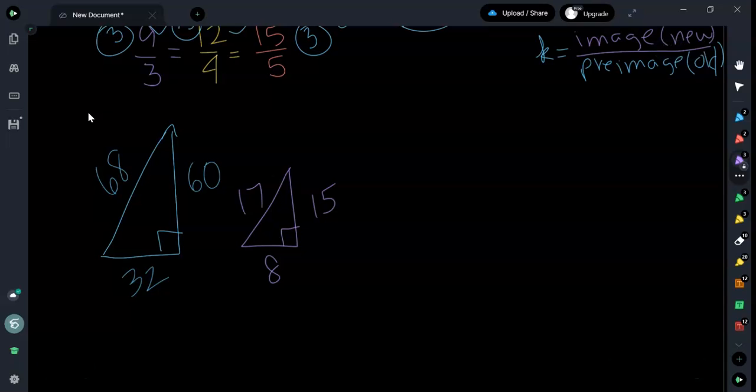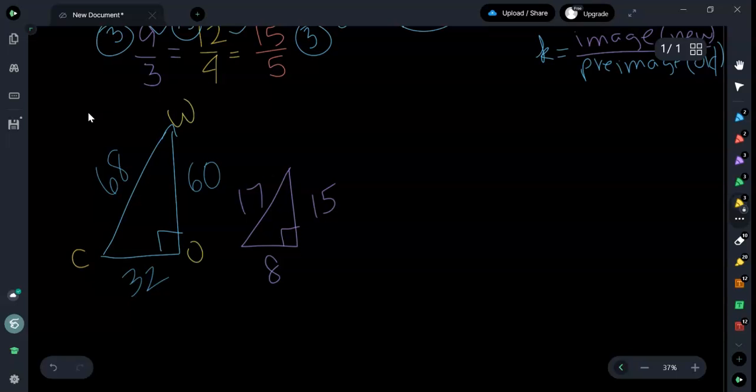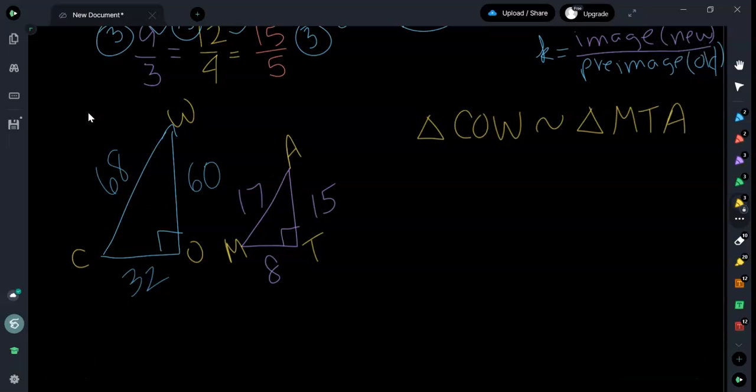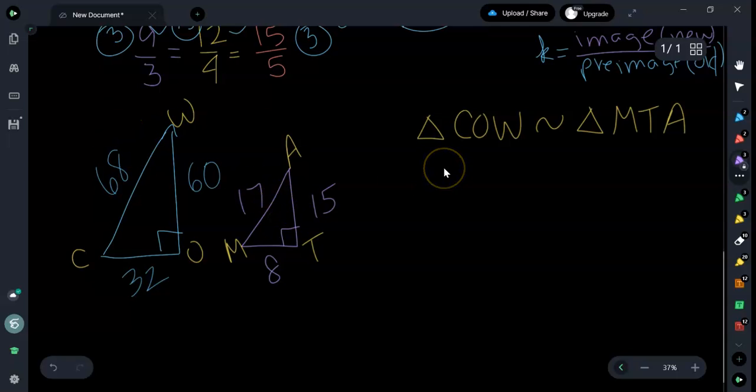So now I'm going to go ahead and give you the similarity statement. And let's make this COW. And let's see, MAT. Why not? Makes no sense. So triangle COW is similar to triangle MTA, and I'm telling you that. So knowing that, let's set up our little ratios. So which sides go together, first of all? Well, I know that CO has to match up with MT. Now remember, the second one is your image where you finish up. So the MT will go on top.